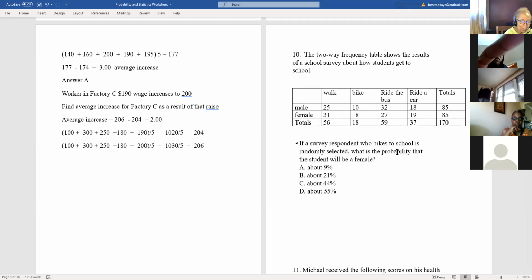How would you find it, Maureen? Okay, I will add up the bikes, right? Yeah, you're only concerned with the bikes. You've got totals here. The bikes add up to 18, right? So what would be the probability that it would be a female?